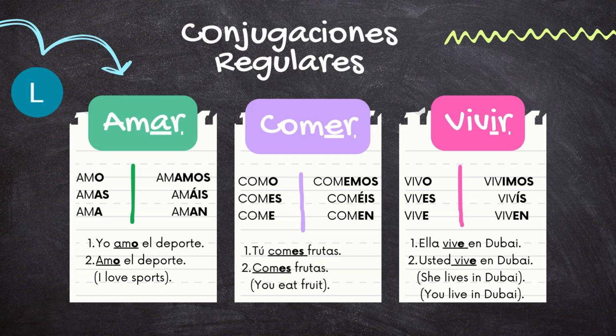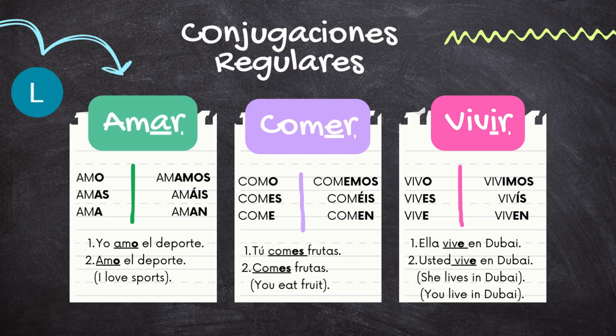Ejemplos. Tú comes frutas. Número 2, comes frutas. They both translate to you eat fruits. Now, make sure that you again know that the tú doesn't share conjugation with other pronouns. So I can omit the pronoun like I did in the number 2 example and still know that the tú is the person talking.